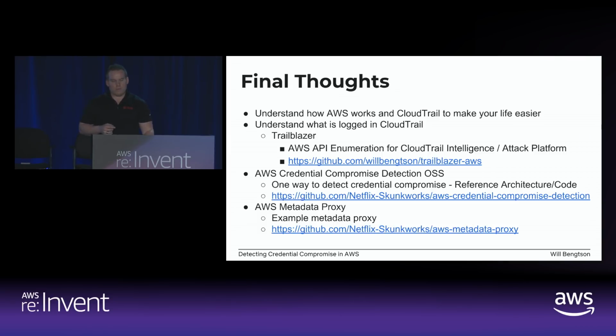Understanding how AWS works has really made our life much, much easier. It's allowed us to easily tell whether things are false positives, and develop new methodologies like this for detecting credential compromise. I mentioned understanding CloudTrail and what's actually logged. As I mentioned, CloudTrail is a service within AWS, so it's up to the AWS service teams to log things. So the CloudTrail team cannot tell you what all is logged.